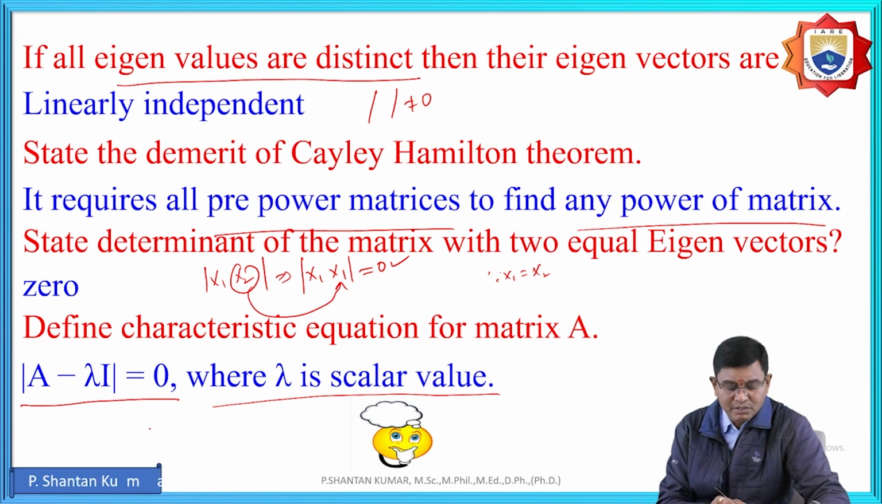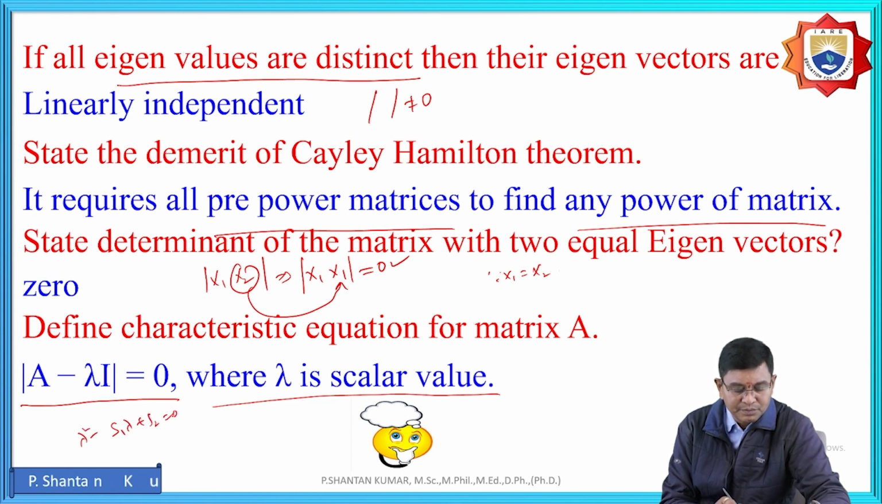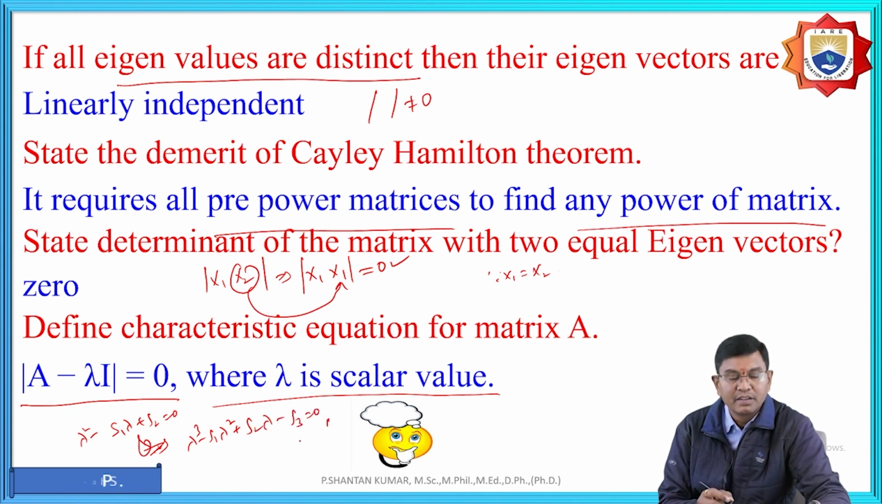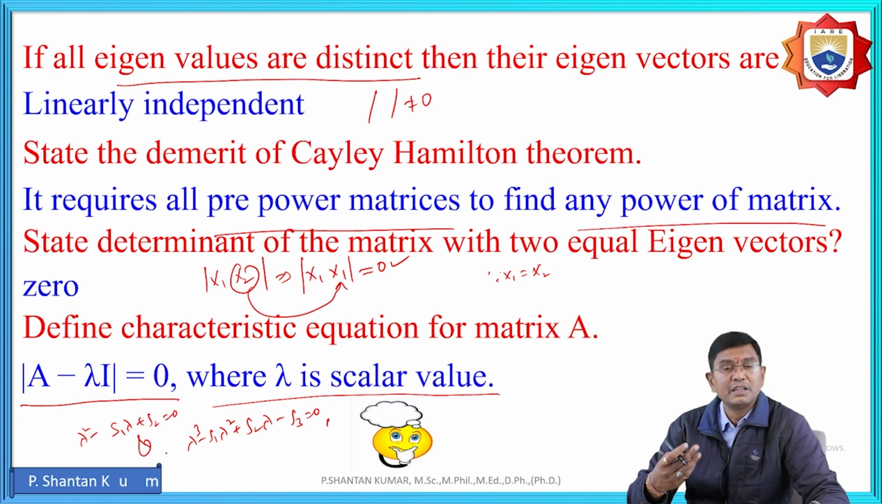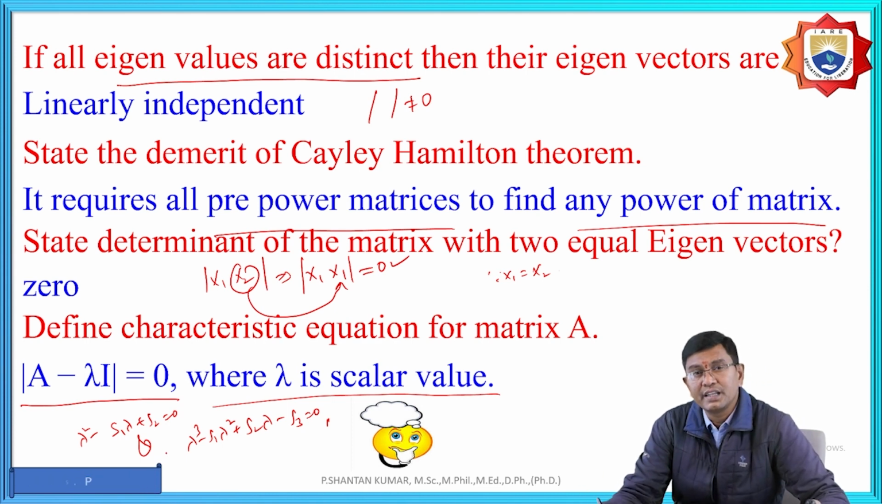For a 2 by 2 matrix, the characteristic equation is lambda square minus s1 lambda plus s2 equal to 0. Again, for 3 by 3 matrices, it is lambda cube minus s1 lambda square plus s2 lambda minus s3 equal to 0. These are the short methods for finding the characteristic equations for 2 by 2 and also 3 by 3 matrices.